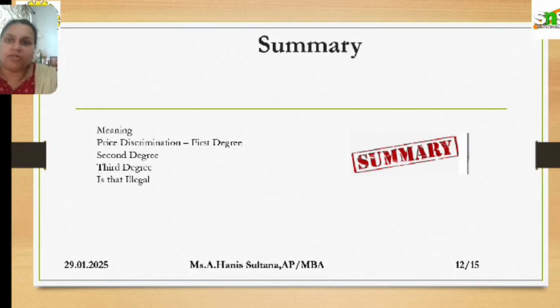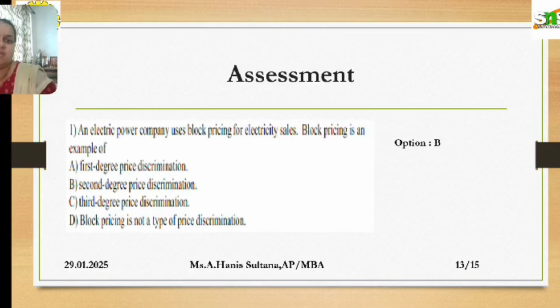That's all about today's class. Today we have come across the meaning of price discrimination, first degree and the three types of price discrimination, that is, three stages of price discrimination, whether price discrimination is illegal, and what the conditions are to be followed before carrying out price discrimination.